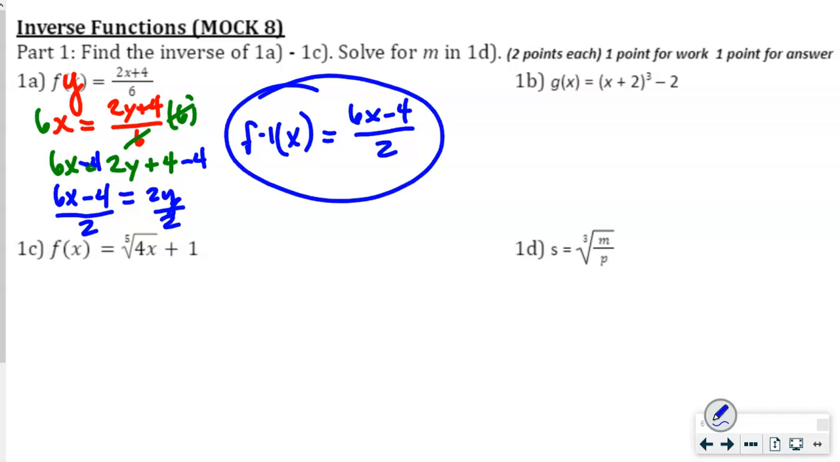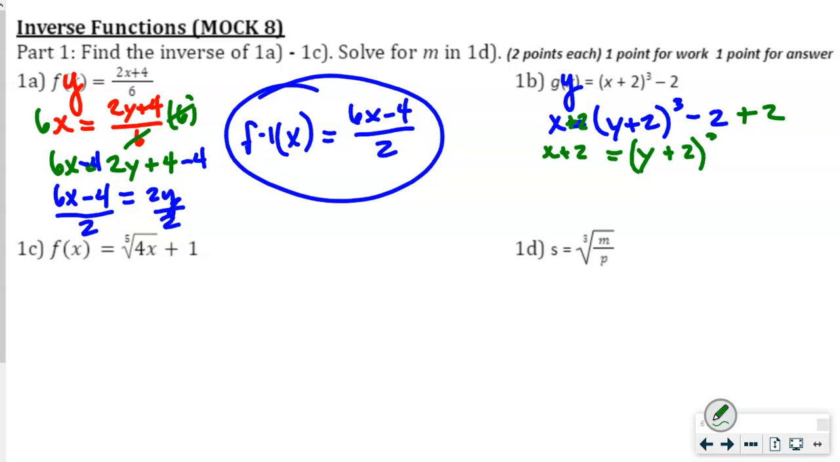All right, again, remember, we're swapping our y and our x, right? So that's y. This is x is equal to our (y plus 2) cubed minus 2. So we're going to add 2 to both sides. So it gives us x plus 2 is equal to (y plus 2) cubed, right? Now, how do we get rid of a cube? Don't we take the cube root of it? So that's what we're going to do here and over here, okay? So this cancels out that, so we're left with the cube root of (x plus 2) is equal to y plus 2. So then our last step is going to be to subtract the 2 from both sides.